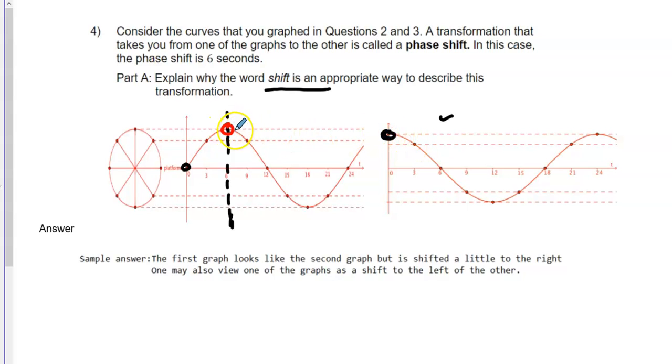So we can start this graph from here, right? And so this is what that graph looks like. Now you can see that the starting point has shifted 6 seconds for that. And this makes it appropriate to use the word shift. So we can say this one has shifted to the right by 6 seconds, or that one has shifted to the left by 6 seconds.